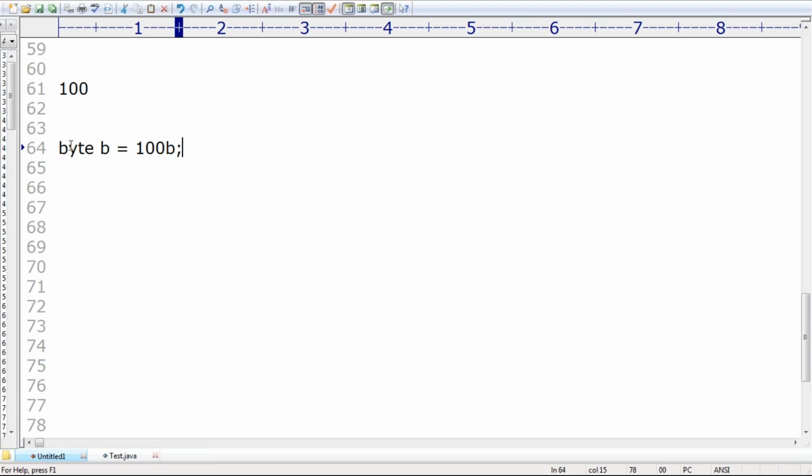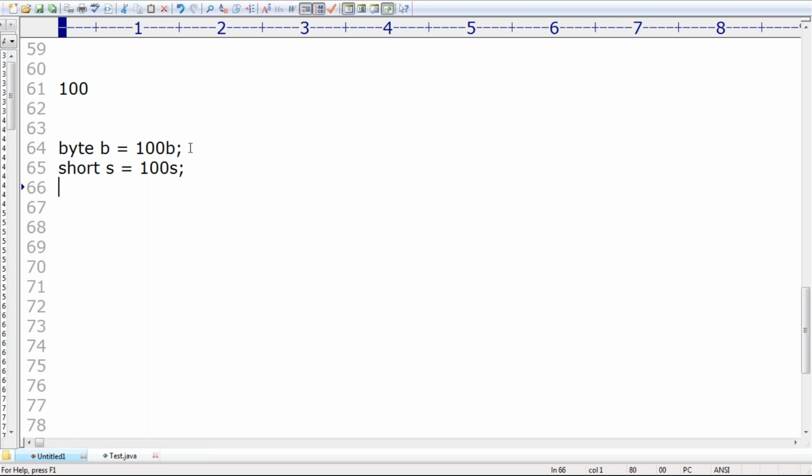Why are you silent? Byte b is equal to 100b. Is it valid or invalid? Make sure of this one. There are some people who are feeling yes, 100b is fine. Similarly, suppose this is a short value. Short s is equal to 100s. Can you please tell is it valid or invalid?